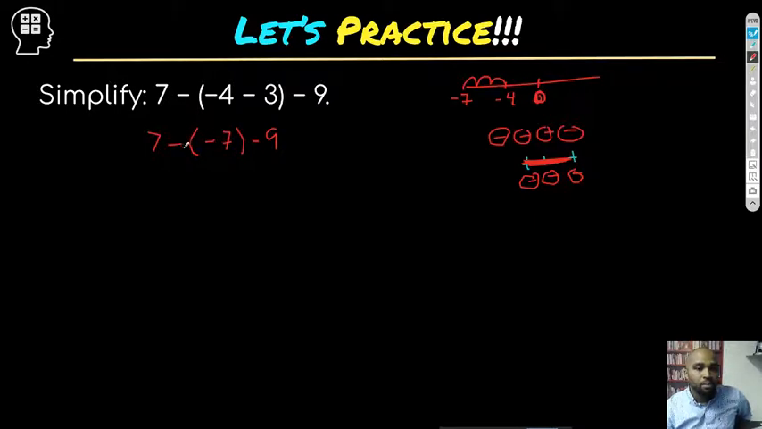So let's keep it moving. We're going to now look at this piece here. We've got minus a negative. I'm going to go ahead and change that to a what? You got it. A positive. All right, now PEMDAS tells me that I can just go left to right because they're both addition and subtraction. So 7 plus 7 is 14. 14 minus 9 is 5. That equals 5.